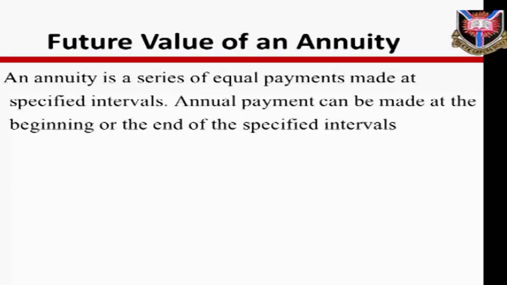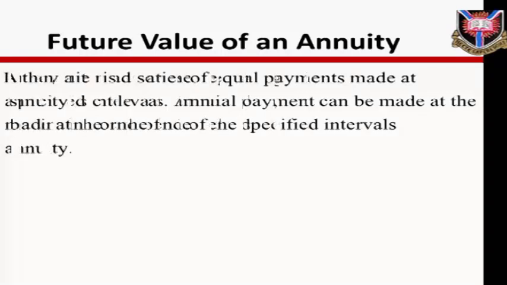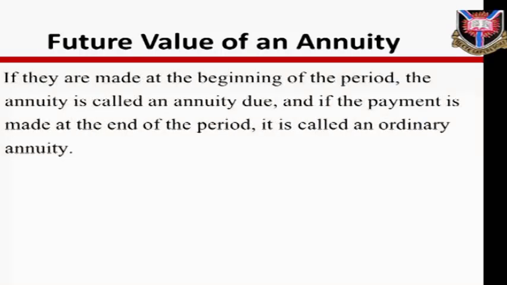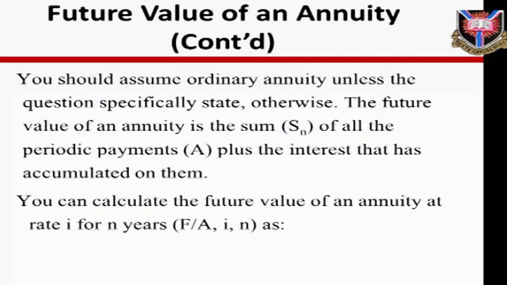Future value of an annuity. An annuity is a series of equal payments made at specified intervals. Interest is compounded on each of these payments. Annual payment can be made at the beginning or the end of the specified intervals. If they are made at the beginning of the period, the annuity is called an annuity due. And if the payment is made at the end of the period, it is called an ordinary annuity. You could assume ordinary annuity unless the question specifically states otherwise.